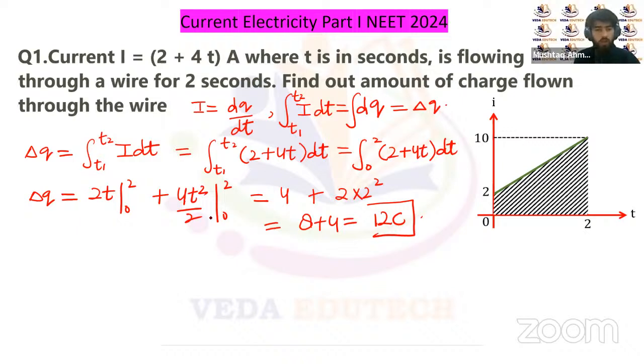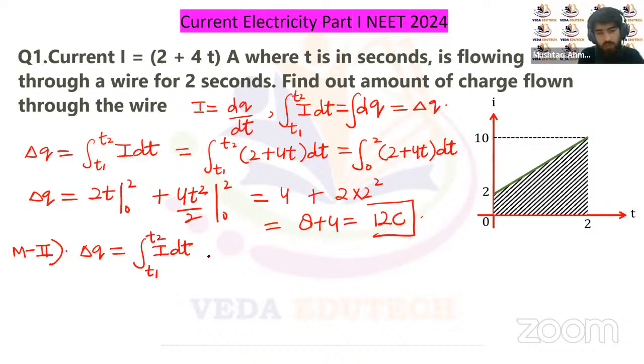Now, another method to solve the same question is the second method using the concept of the graph. We can use the area under the curve. We know that delta Q, the amount of charge flown, is nothing but the integral of I dt with the limits t1 to t2.